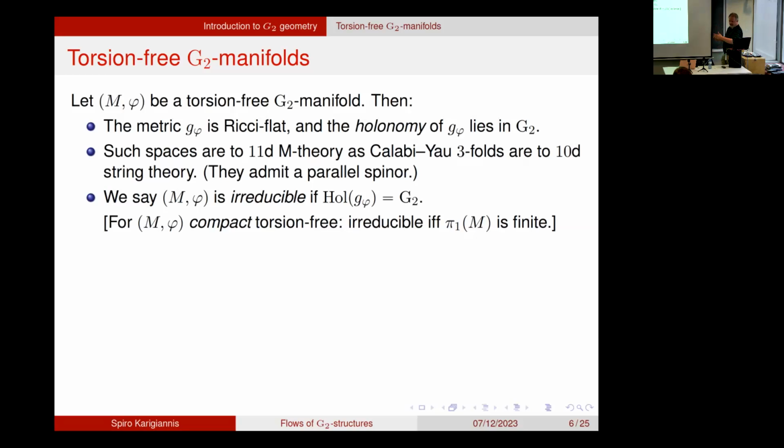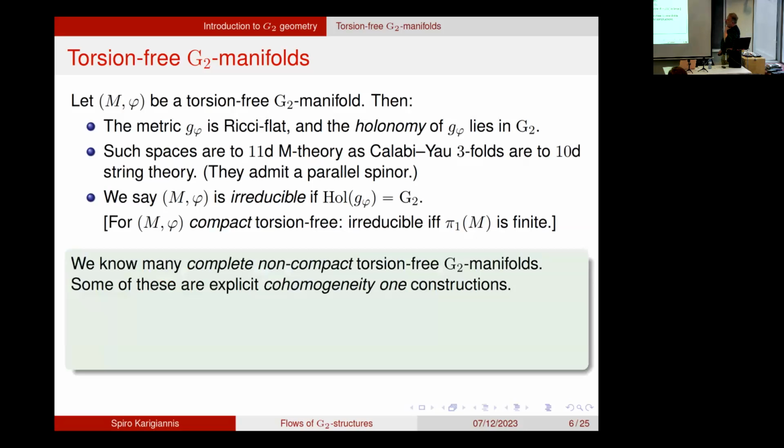Up to a finite cover, it's going to be a product of a circle and a Calabi-Yau threefold, or a 3-torus and a K3, or it's going to be a 7-torus. So we really want these irreducible G2 manifolds. And you can determine this by the topology, because if your manifold is compact, you can show that if your G2 structure is torsion-free, then it'll be irreducible if and only if the fundamental group is finite. So if you know the topology of the manifold you're working on, you don't have to worry about this technicality. You just want to solve nabla phi equals 0, or T equals 0, and then it'll be irreducible.